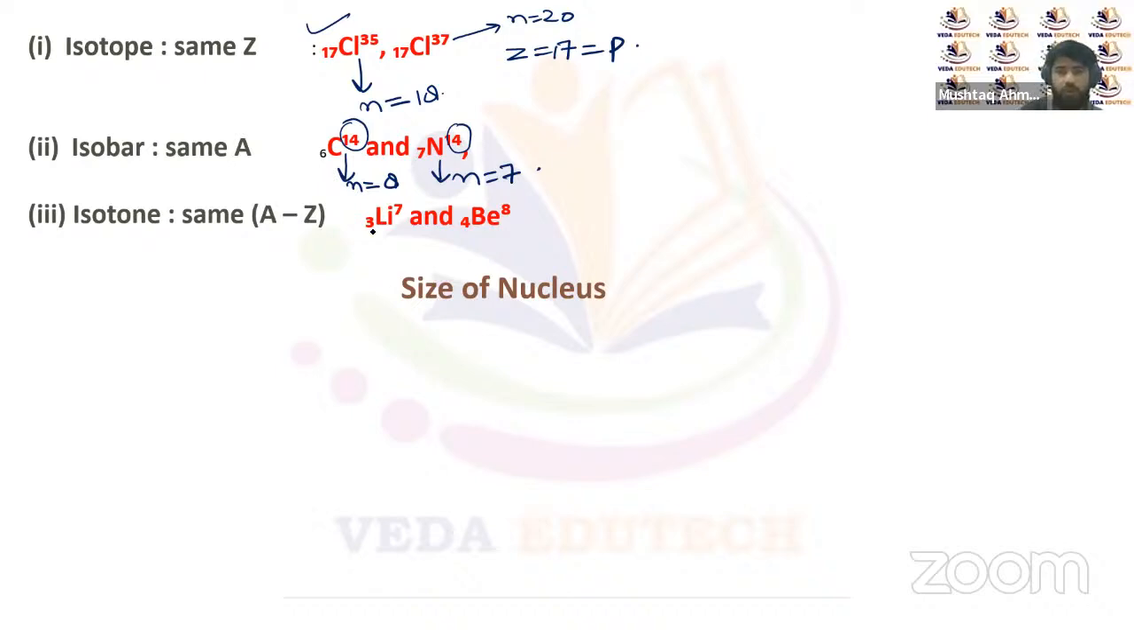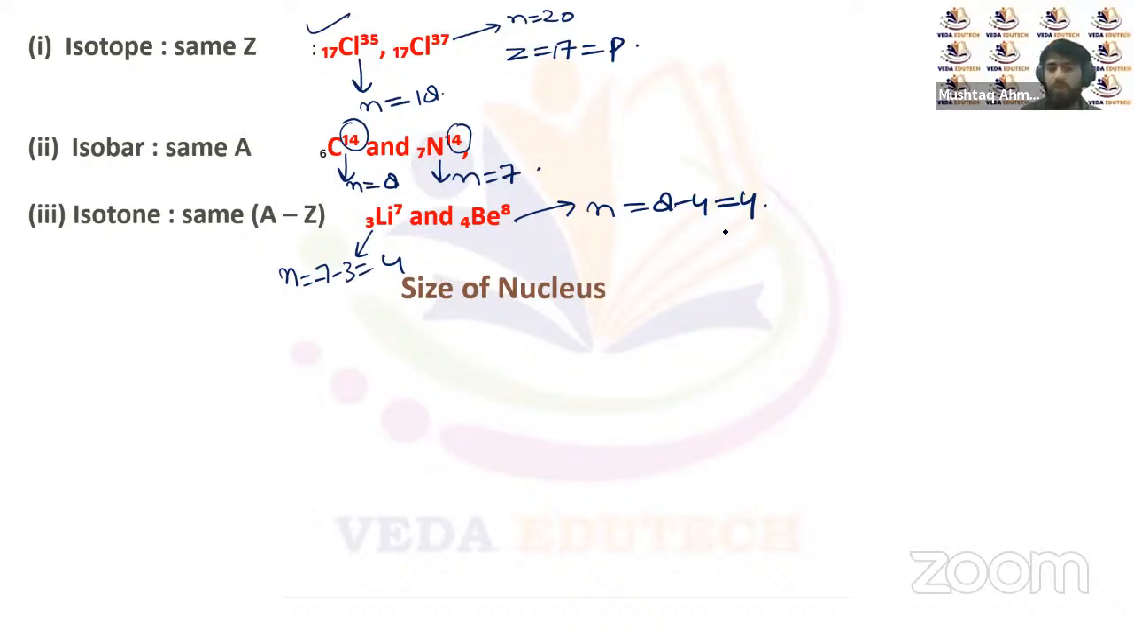So the number of neutrons present in lithium is 7 minus 3, that's equal to 4, and beryllium 8 also has the number of neutrons equal to 8 minus 4, that's equal to 4, right? So they have the same number of neutrons, that's why we call them isotones. So we have three types of nuclei. We can have more types as well, but this is sufficient for you: isotope, isobar, and isotone.